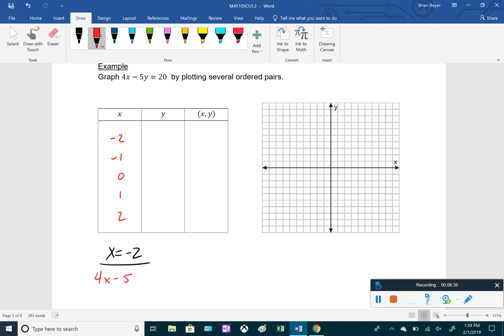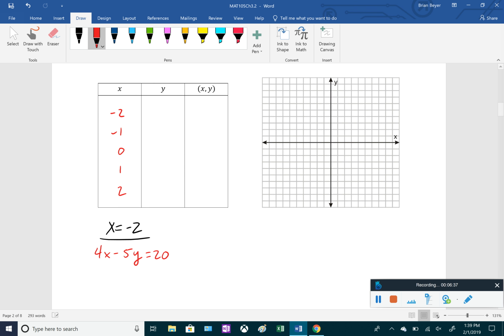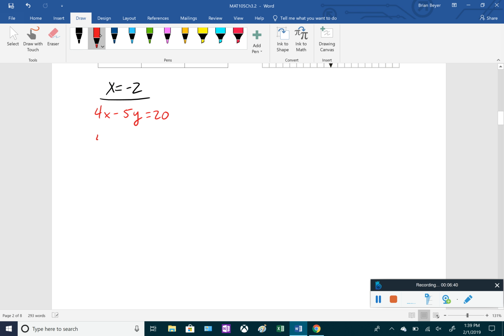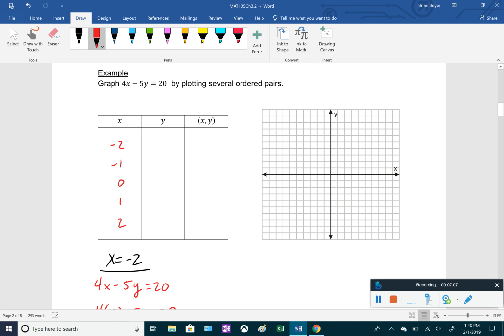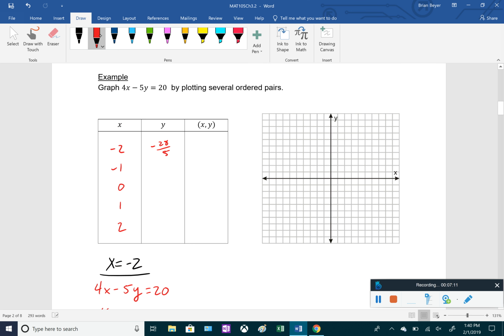So 4x minus 5y equals 20. So let's find the y coordinate for it. So we plug in a -2 and we solve for y. So 4 times -2 is -8. So solving this for y, we need to add 8 on both sides. We get -5y equals 28. And then we're going to divide both sides by -5, which is going to give us -28 over 5. So that's going to be the y coordinate. Little messy. That's okay. So that gives us an xy coordinate of -2, comma -28 over 5.